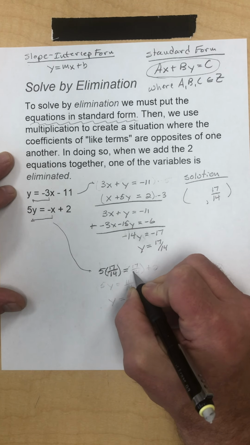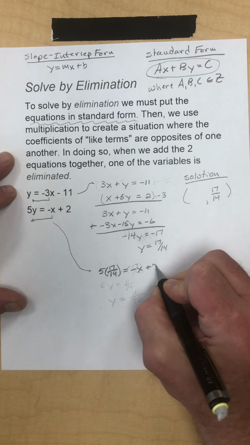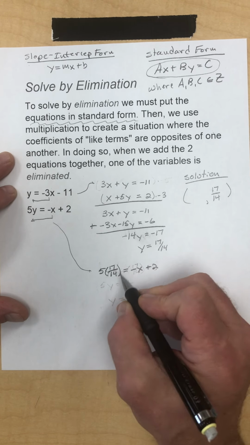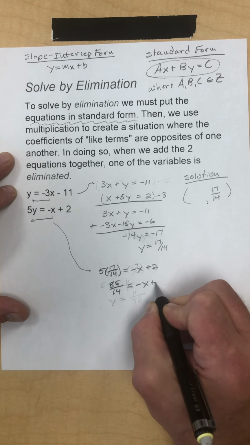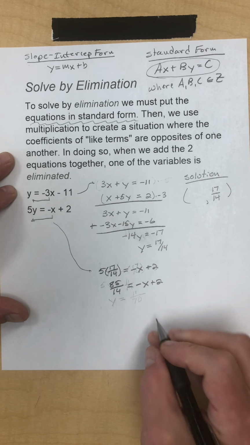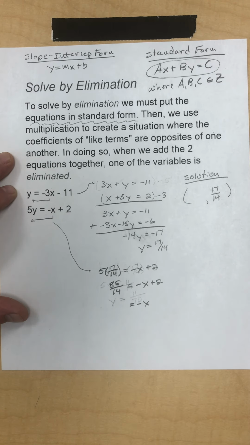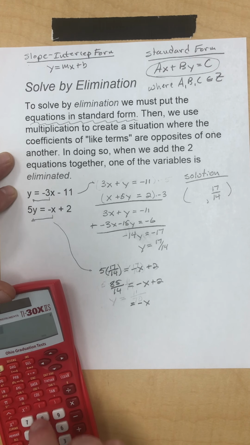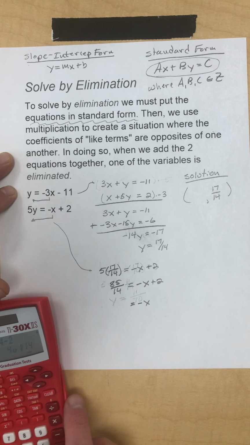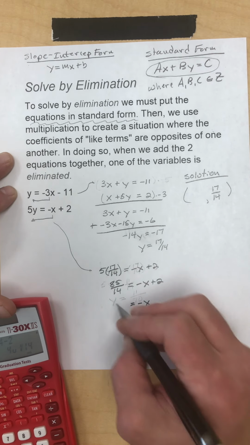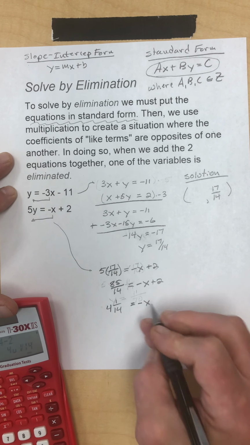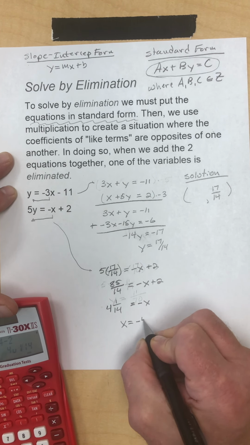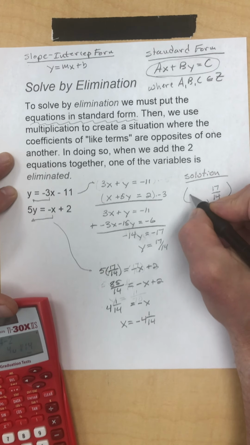17/14 equals negative x plus 2. So 5 times 17/14 gives me 85/14 equals the opposite of x plus 2. So I have to take this and subtract 2. So I get negative x equals 85/14 minus 2. As a mixed number, I'm going to get 4 and 1/14, but that's negative x equals that. So x would equal negative 4 and 1/14.